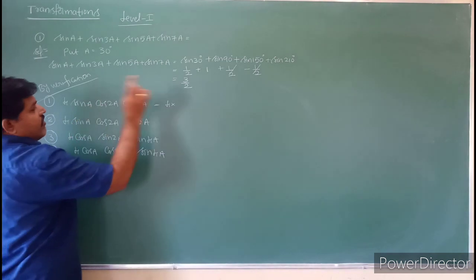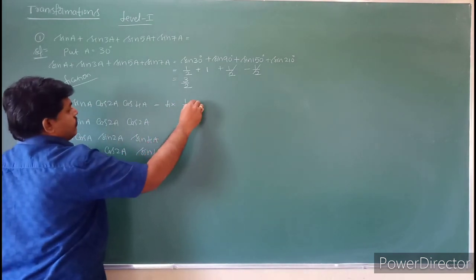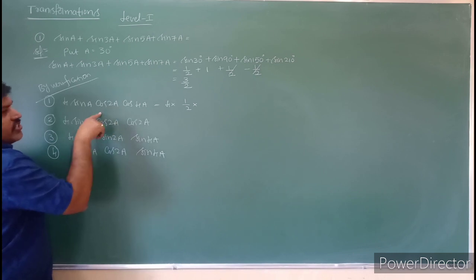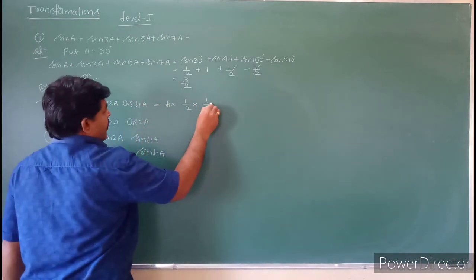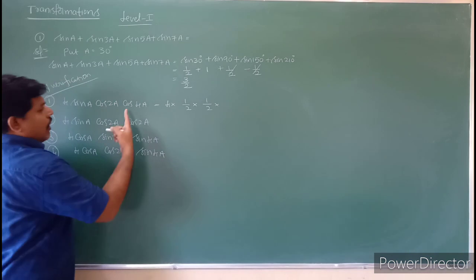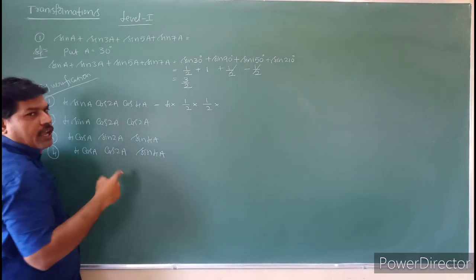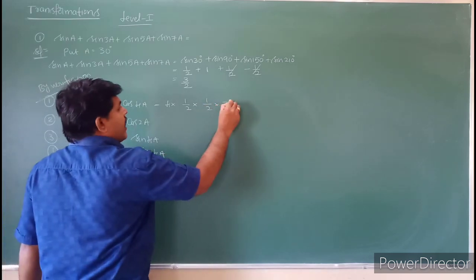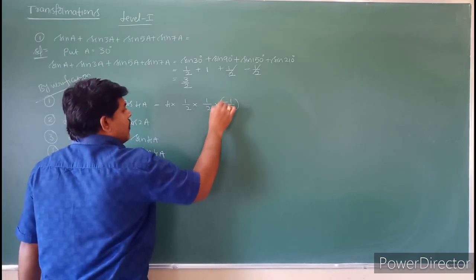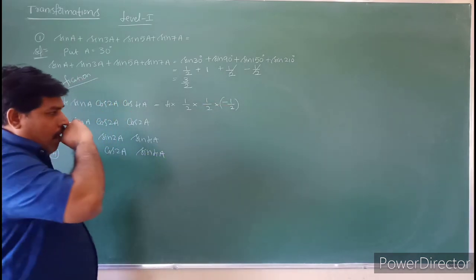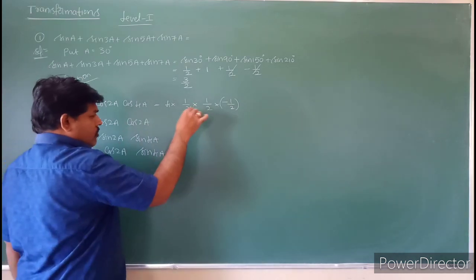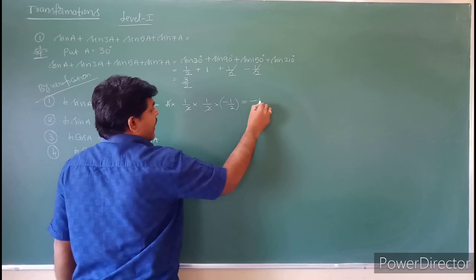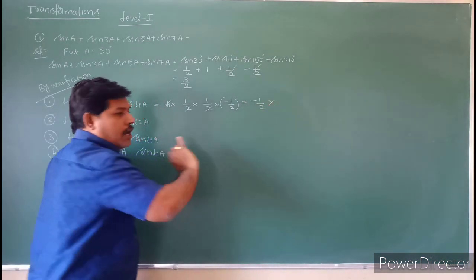The sin 30 value is nothing but 1 by 2, into cos 2A. 2A is nothing but cos 60. Cos 60 is also 1 by 2. Cos 4A, what is the cos 4A? 4 into 30 is 120. Cos 120 value is minus 1 by 2. So 2, 2 and 4 will be cancelled, students. It will become minus 1 by 2. So it is not the option.